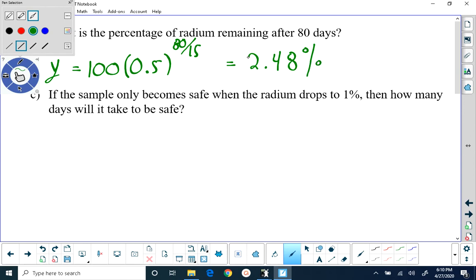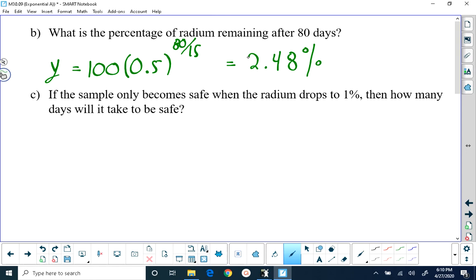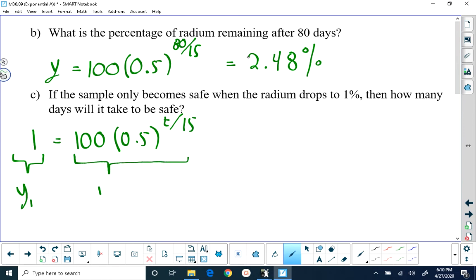If we take a look at C, C says that the percent remaining has to drop to 1% before it's safe to handle. The question is, how long is it going to take for it to be safe to handle? This time what we're doing is we're putting 1% in for y and we need to find out the value of t that makes that true. Once again, if you know y and you're trying to find t, you don't know how to do that on paper. You must use a graphical approach. This will be y1. This will be y2.